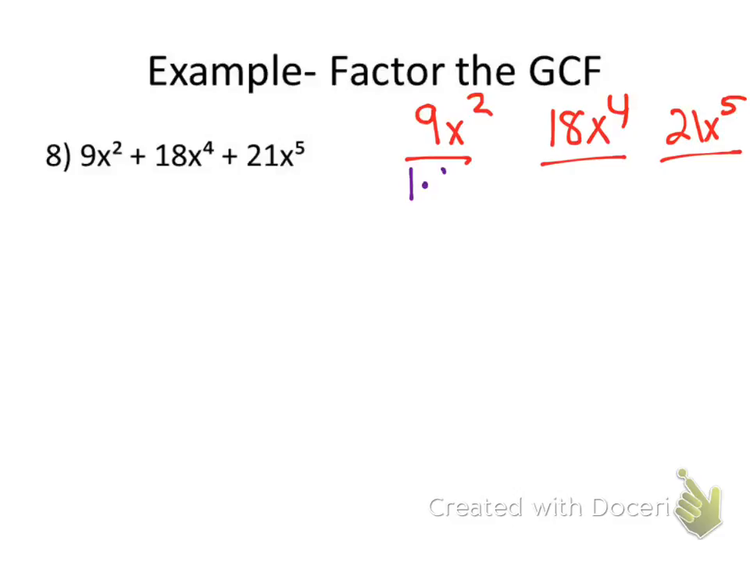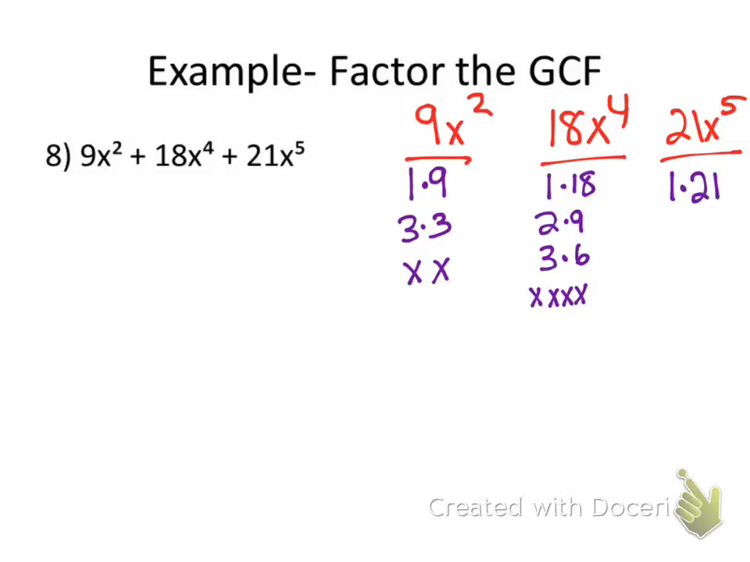Alright, so in front we have 1 and 9, 3 and 3, and then x times x. Here we have 1 times 18, 2 times 9, 3 times 6, and 1, 2, 3, 4 x's. For 21, we have 1 and 21, 3 and 7, and 5 x's.